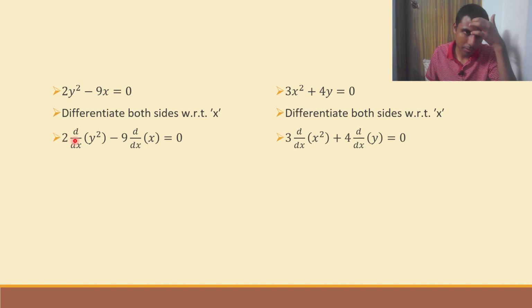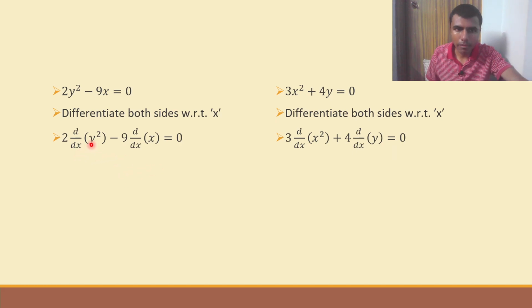Now listen carefully. I could just write derivative of 2y square, but 2 is a constant. I can keep it outside of the derivative. Likewise, 9 is a constant. I kept it outside the derivative. Here also 3 is a constant. I kept it outside the derivative. 4 is a constant. I kept it outside the derivative. Fine.